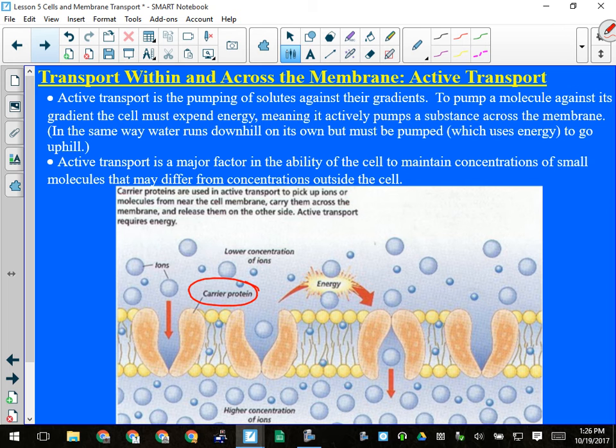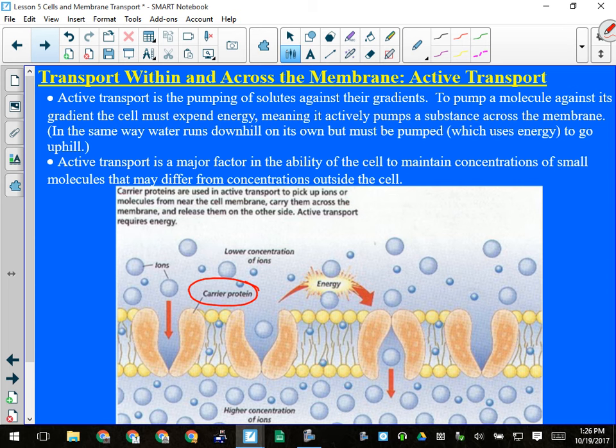It can pump material fairly quickly using this process, but it's against the gradient. Where the other two were letting everything go downhill naturally, this is moving stuff the other way. It's not going from a high concentration to a low concentration. It's going from a low concentration to a high concentration. It's backwards. That's why it requires energy.